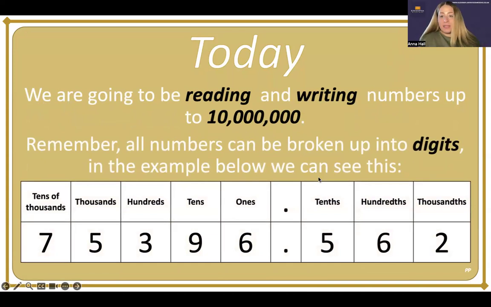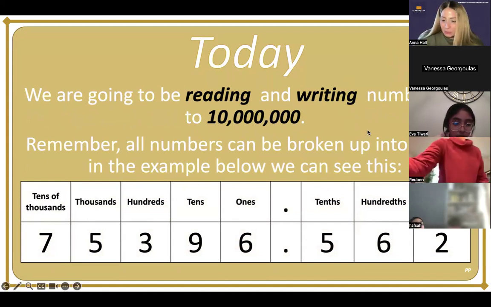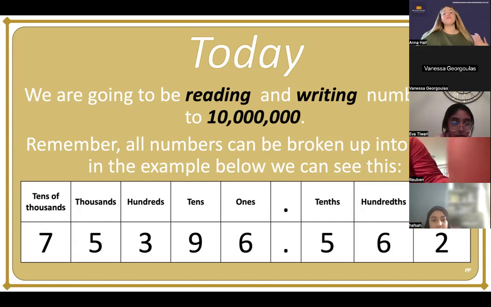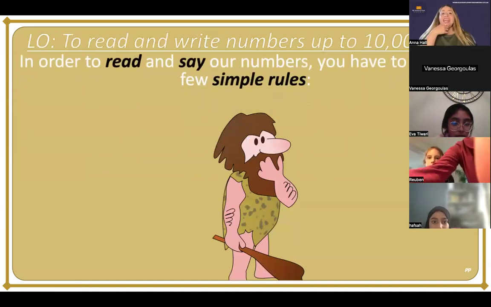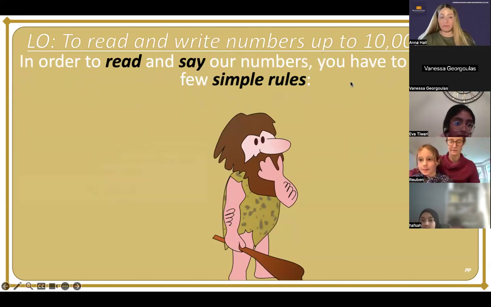Remember, all numbers can be broken up into digits. In the example below, we can see this. Okay, so in the example, you can see we have our place value grid. We have tens of thousands, hundreds, tens, ones. We have our decimal point, then tenths, hundredths, and thousandths. I'm sure you will have all seen a place value grid before. So in order to read and say our numbers, you have to follow a few simple rules.